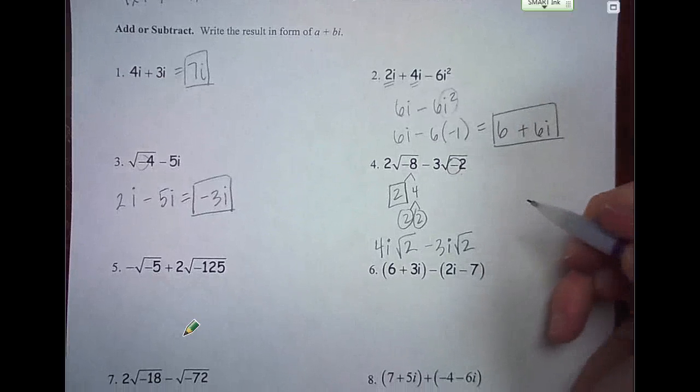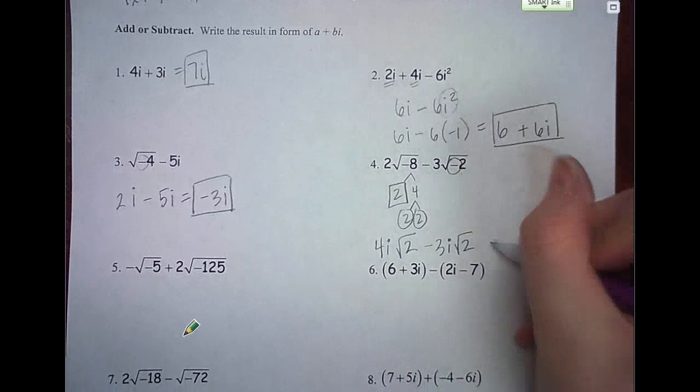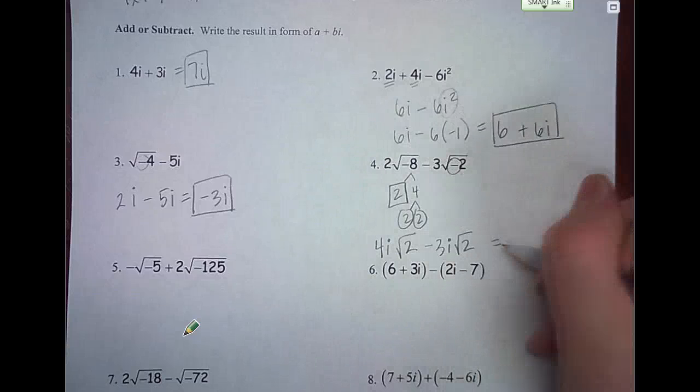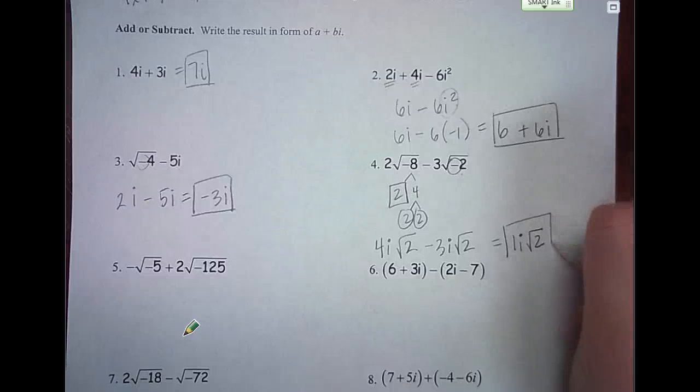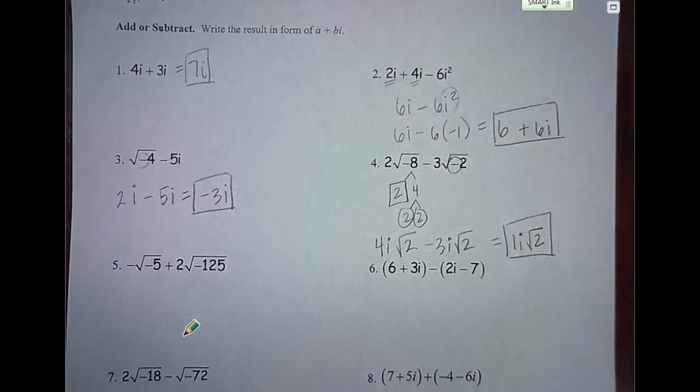So going back to our square roots, we can add and subtract like radicals. So 4i minus 3i is 1i square root 2. And you don't have to write the 1 there. I just wrote it so you can see.